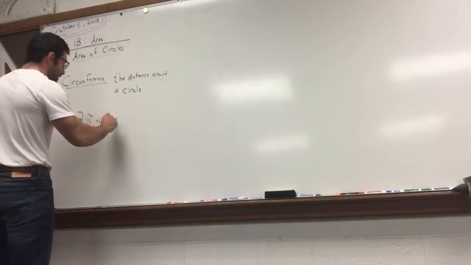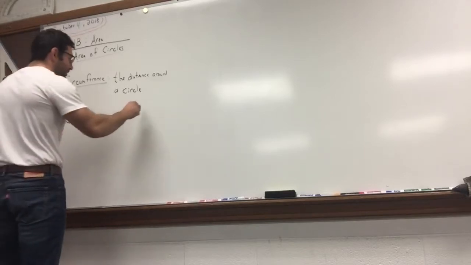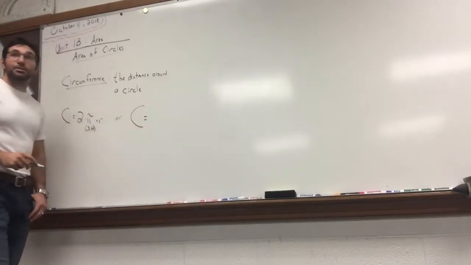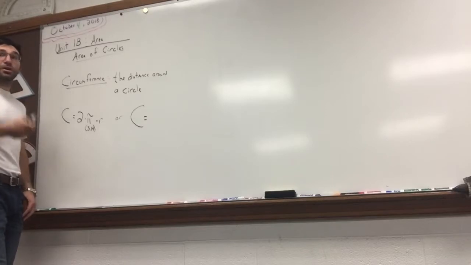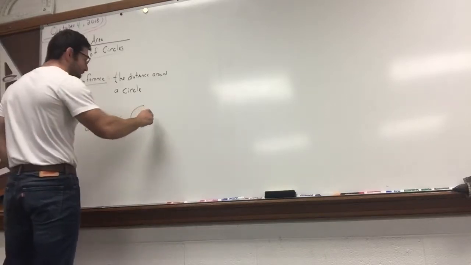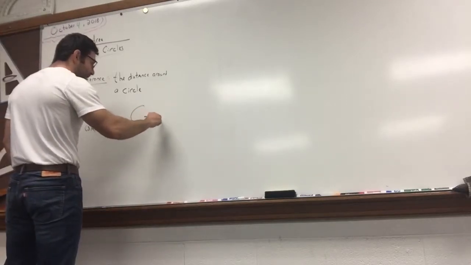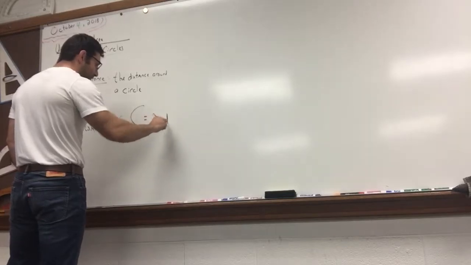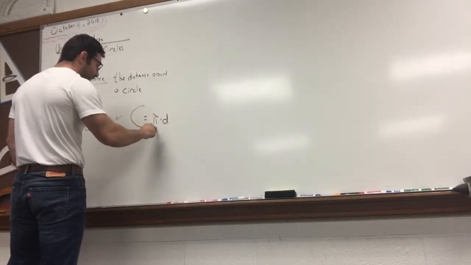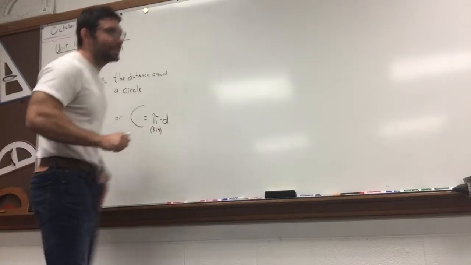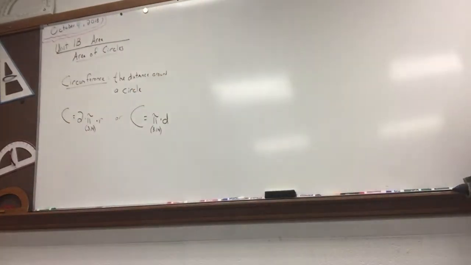We also said, what happens if we have the diameter, which goes from one edge to the other edge, and it's all the way across the circle going through the center. This is pi d. Again, pi is 3.14. Make sure you write those down again.